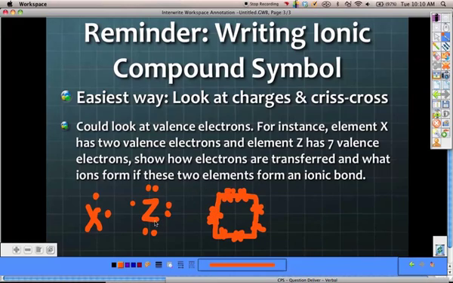So how many more does the Z need? 1. X can give that 1 over. Okay. The X, though, is not stable yet. It's got to give up 1 more, so we could add another Z to it. 1, 2, 3, 4, 5, 6, 7. Give that 1 up. So now my symbol would be XZ2.